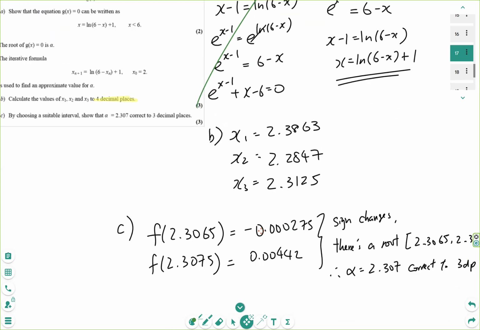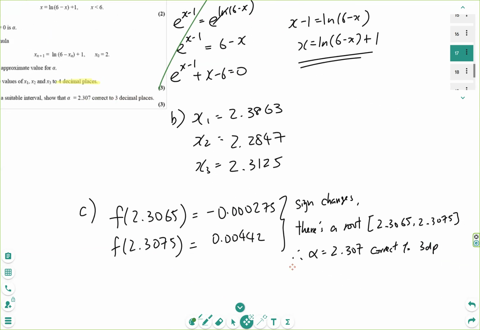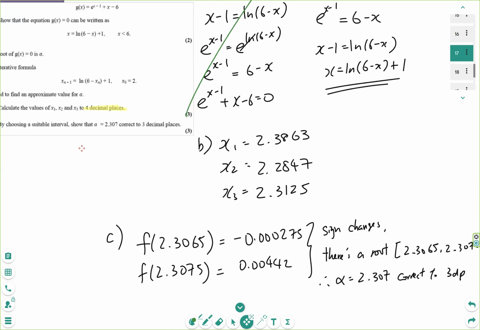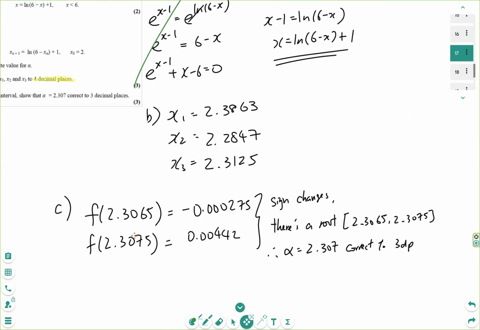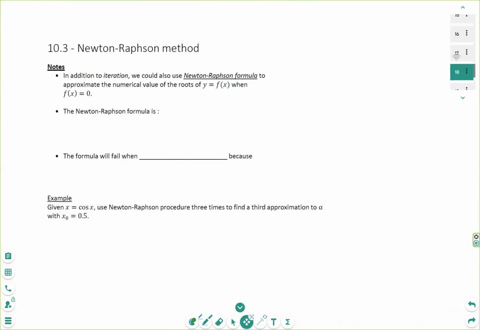Question C, if you've done your 10.1 exercise, you realize this is the same question, but with a sign change. They do not tell you sign change, but you need to know it's a sign change question. All right, and that's the end, I believe, for 10.2.